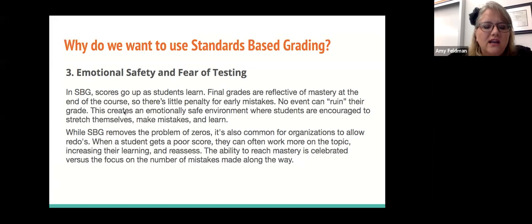And in standards-based grading, scores go up as students learn. Final grades are reflective of the mastery of that strand or of that standard. There is little penalty for mistakes. No event can ruin their grade. It removes the problem of zeros. Often, when a student gets a poor score, they can work more on that topic, increasing their learning, and reassess. So this helps the students do better in school. It helps them want to do better in school.